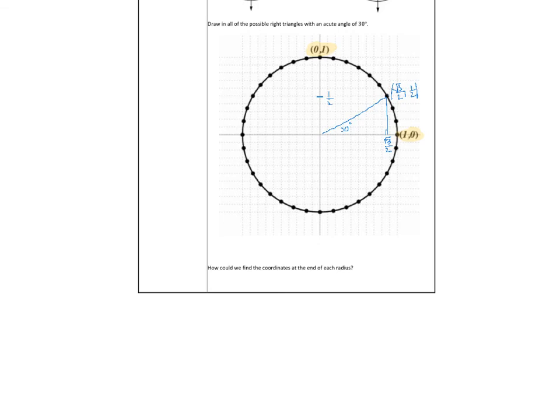So I'm going to draw in another 30-degree right triangle, from the origin to the left side. And because I'm going to the left of the origin, this is going to be a negative √3/2, because, you know, those are negative numbers on the left. But I'm still going to go up 1/2, so this coordinate point is going to be negative √3/2, comma 1/2.